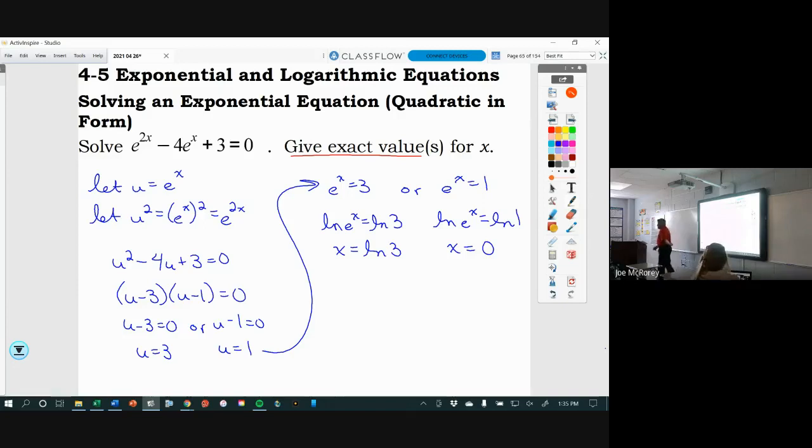At this point, as you're doing your homework, you should always check your answers. I'm not going to do it in class time because it takes a lot of time. These answers do work, both of them plug in, they both check. So we could write our solution set as the set of numbers containing 0 and natural log of 3.